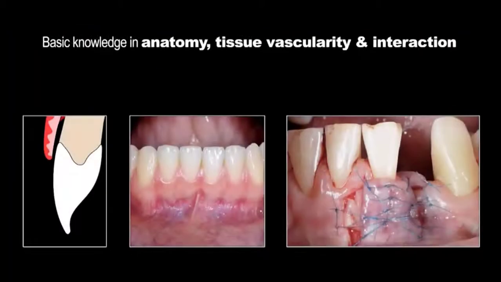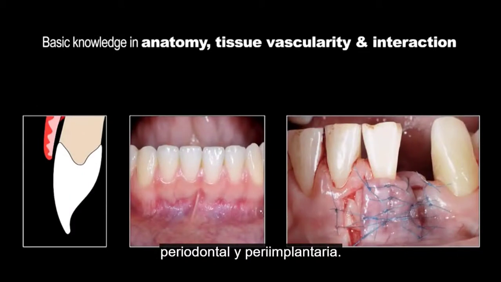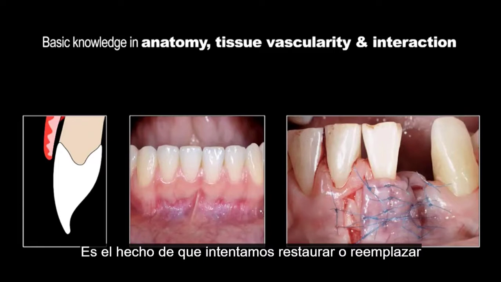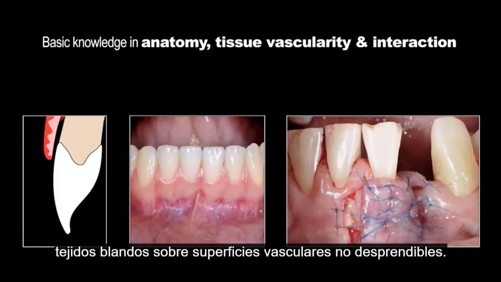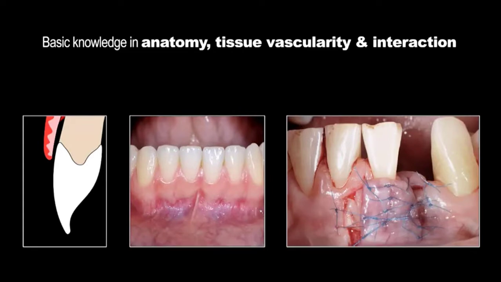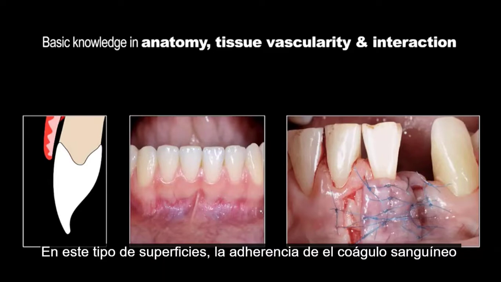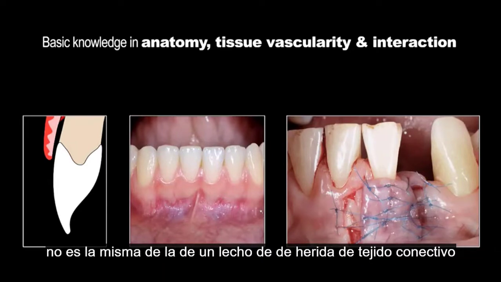There is something unique in periodontal and peri-implant surgery. It is the fact that we try to restore or replace soft tissues on avascular, non-shedding surfaces. On such kind of surfaces, the blood clot adherence is not the same as on a connective tissue wound bed.